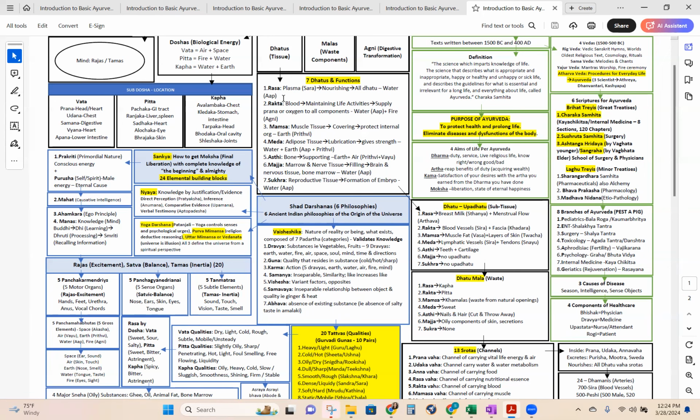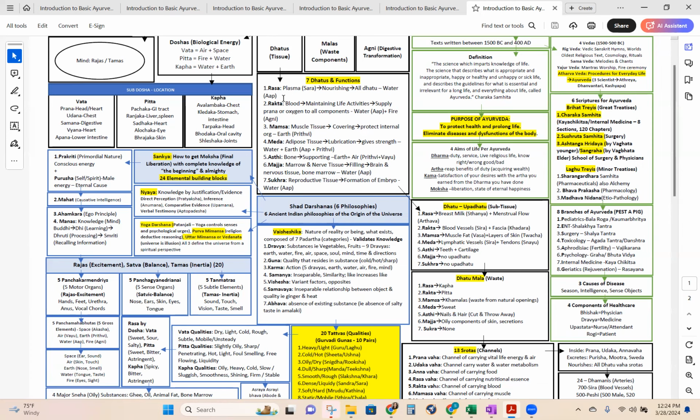Dhatu Mala, the waste of the tissues. For Rasa, it's Kapha. For Rakta, it's Pitta. For Mamsa, it's Kamalas, waste from natural openings. Meda, it's sweat. Asti, it's nails and hair, things that you cut and throw away. For Maja, it's oily components of the skin secretions. And Shukra, there's no waste products for Shukra.